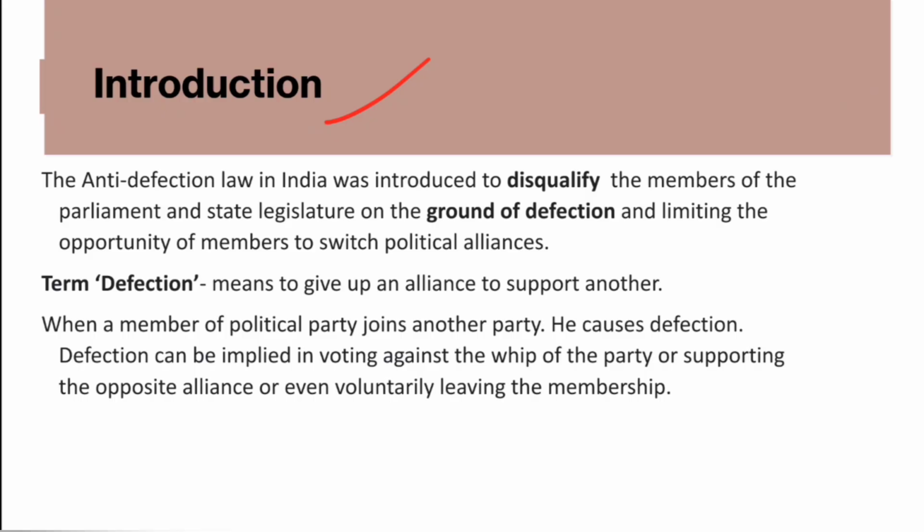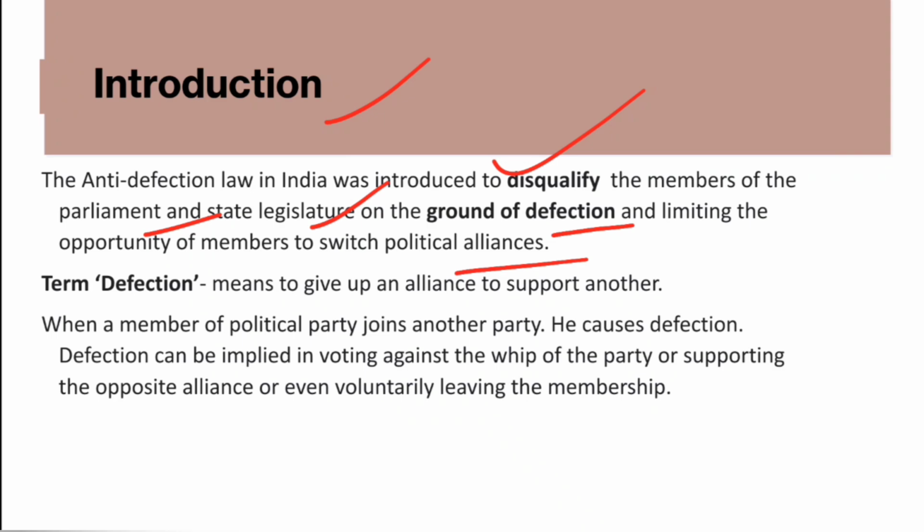As I said, the anti-defection law was introduced to disqualify members of parliament or state legislature on the ground of defection and to limit the opportunity of members to switch political alliances. The main object was to disqualify members belonging to a party just because they have changed alliance. Obviously, when a party member changes alliance, it means they no longer believe in supporting their original party.